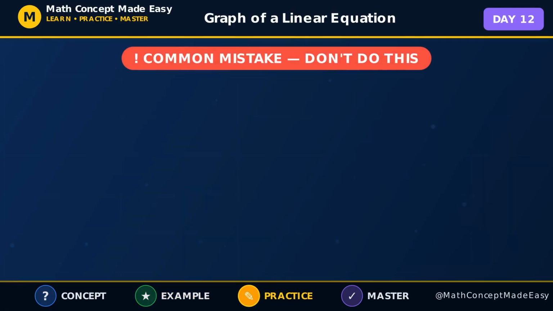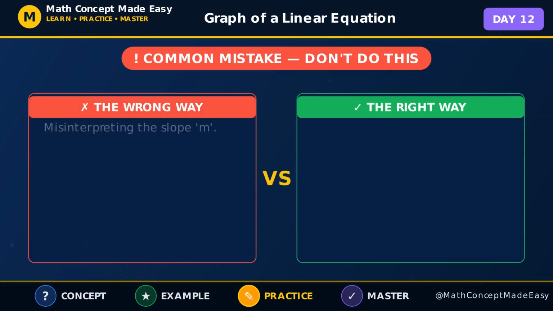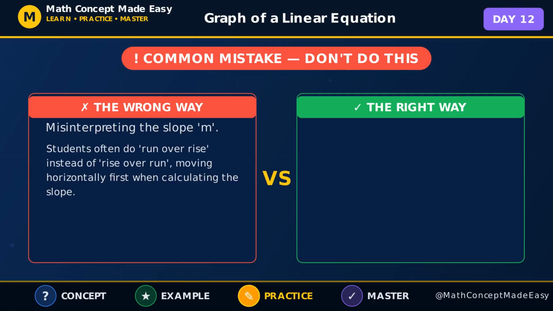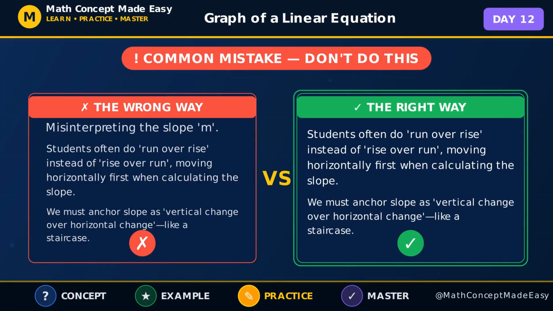Now, a quick warning, because I see students lose marks on this every single year. Before I show you, think about what could possibly go wrong here. Misinterpreting the slope. Students often do run over rise instead of rise over run, moving horizontally first when calculating the slope. We must anchor slope as vertical change over horizontal change, like a staircase. Compare the wrong way and the right way on screen, and promise yourself you will never fall for this one.